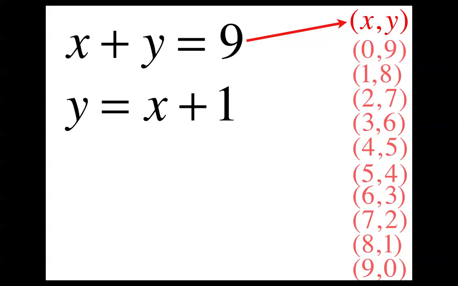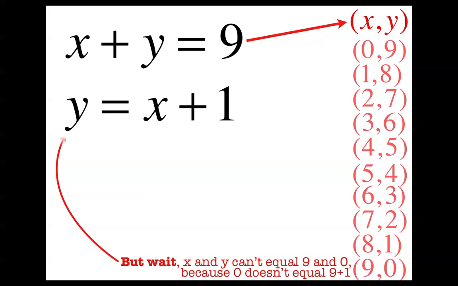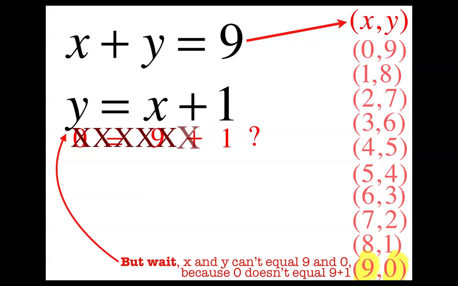Okay, there's a whole bunch of possibilities here, but I hope you see that in order to figure out which one is the actual solution, we have to look at the second equation. So, check out this last possibility, 9, 0. That would mean that x would be 9 and y would be 0. And it can't be that because 0 doesn't equal 9 plus 1. So it can't be that solution.